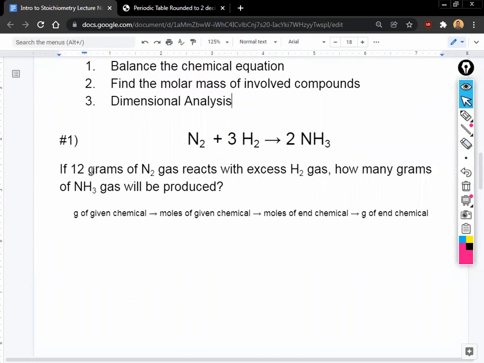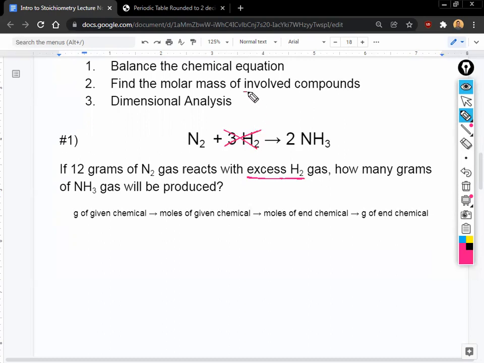If 12 grams of N2 gas reacts with excess H2, how many grams of NH3 will be produced? Now, we talked about this briefly last time, but does anyone remember what excess means? Yeah, you have a lot, even more than a lot, more than enough. You don't even need to care about that chemical. So we say we have excess H2. Does that mean we care about H2 in this problem? No, we're not going to care about H2.